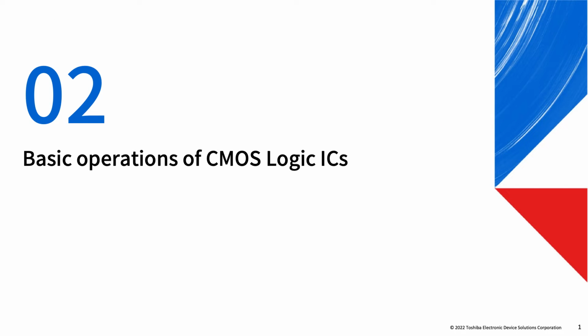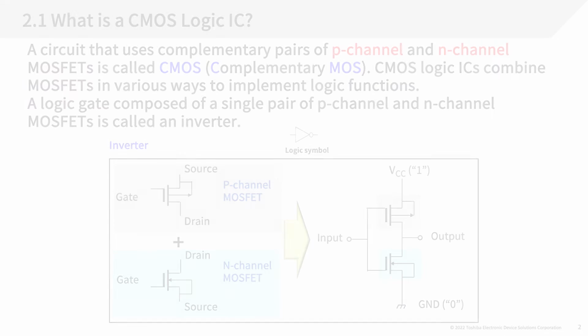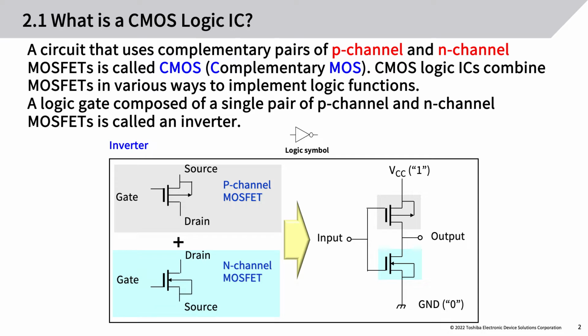2. Basic operations of CMOS Logic ICs. What is a CMOS Logic IC? A circuit that uses complementary pairs of P-channel and N-channel MOSFETs is called CMOS, complementary MOS. CMOS Logic ICs combine MOSFETs in various ways to implement logic functions. A logic gate composed of a single pair of P-channel and N-channel MOSFETs is called an inverter.